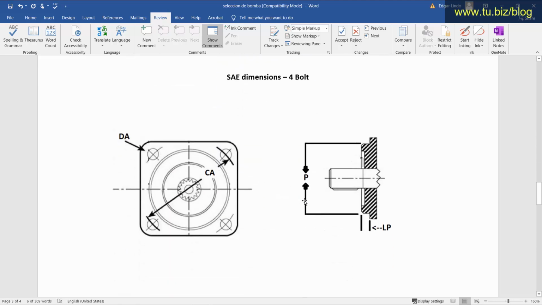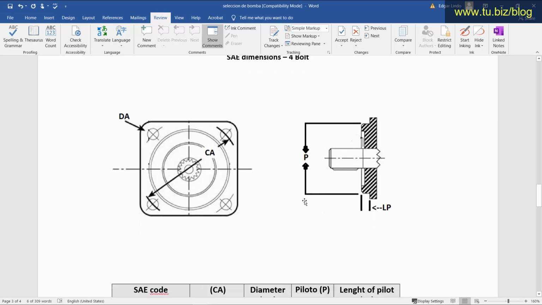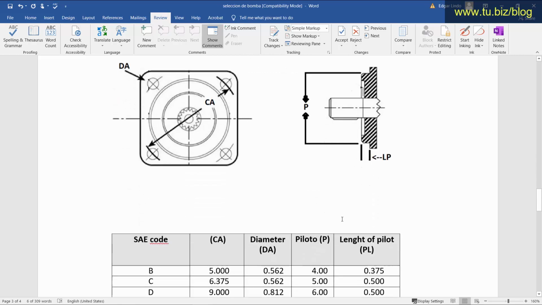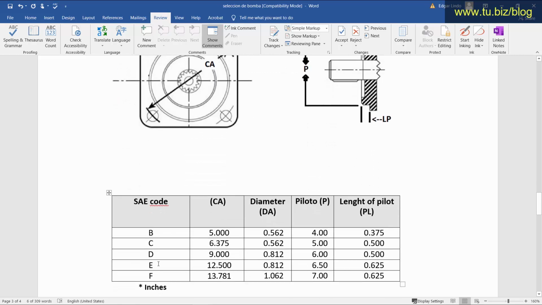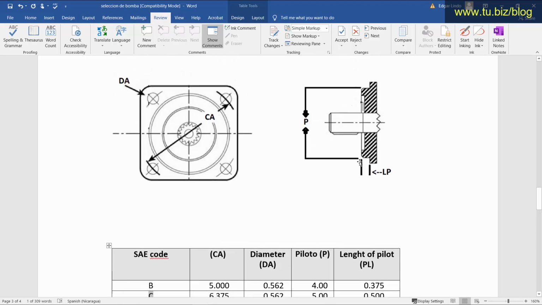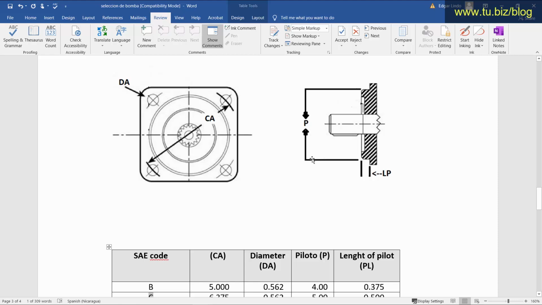Then we have the 4-bolt SAE mount. The pilot is the same. If you go B, C, D, E, F on the mount, the B mount, the C mount and the D mount, all of the mounts have the same dimensions for the pilot. The only thing that is going to change is from 2 to 4 bolts, and that's just a different way of attaching the pump to the coupler that goes to the motor. So it's just a different coupler.